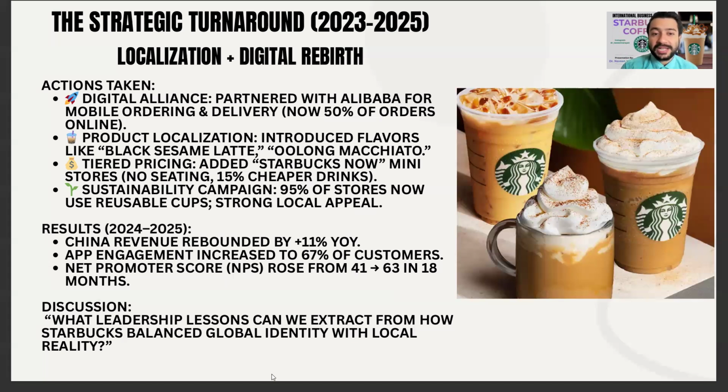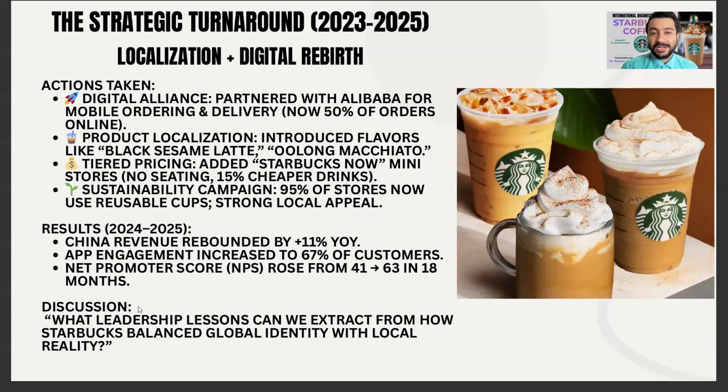And NPS, you can see here. What is NPS? Net Promoter Score. It rose from 41 to 63 in just 18 months, my dear friends. In just 18 months, it went from 41 to 63. So now what is the discussion that we have to make here? I hope you understood how this case study's solution was brought.